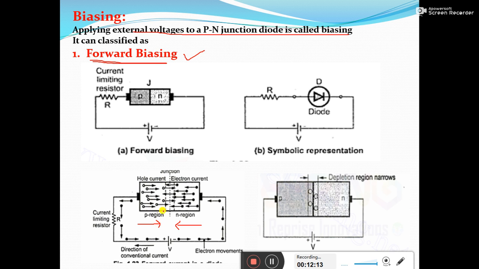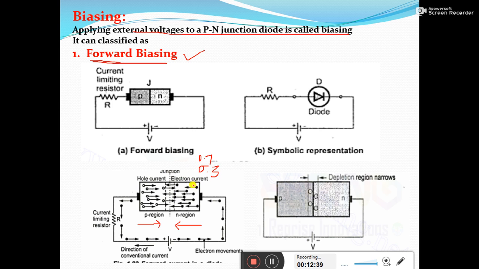This means the depletion layer width now tries to decrease. As we have seen in the previous case, there will be a junction potential represented by Vj. If it is silicon, it will be 0.7, and if it is germanium, it will be 0.3.